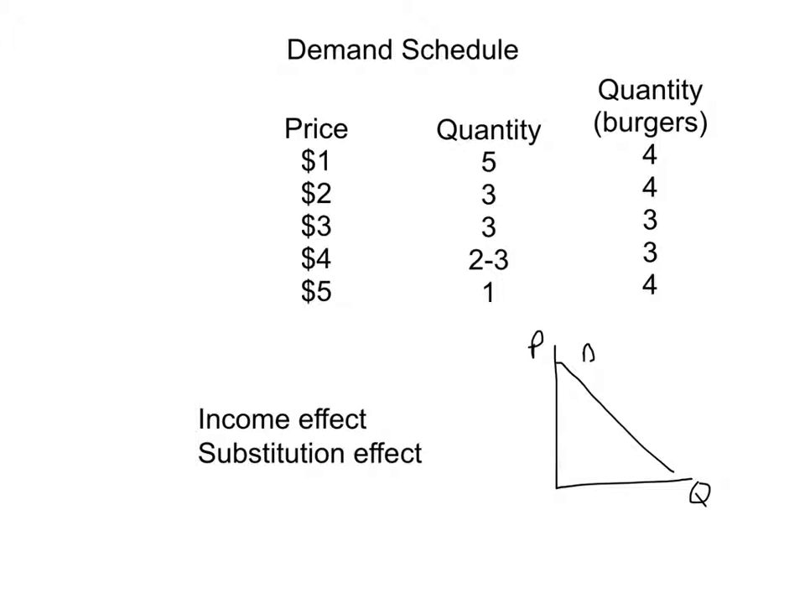The substitution effect shows up here too. For a while, you just decreased your consumption of everything. But when the price of tacos got really high, $5, you actually started to buy more burgers than you were buying before. In other words, as tacos became relatively expensive, it made sense for you to buy relatively more burgers.